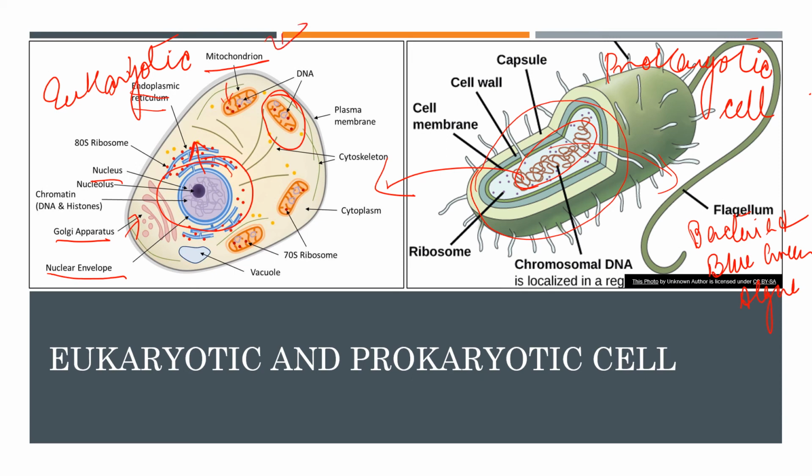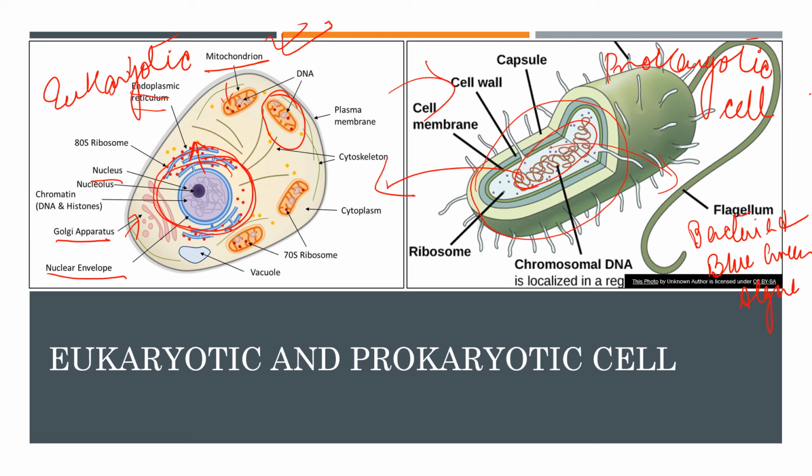Now here in this cell we can say that the nuclear region is very much well defined and it is surrounded by a nuclear membrane. It is very much well defined, whereas when we come to this one, there is absence of nuclear membrane and the nuclear region is underdefined.